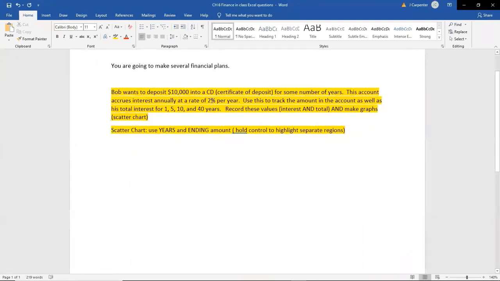Bob wants to deposit $10,000 into a CD for some number of years. This account accrues interest annually, so nothing new yet, at a rate of 2% per year. This was a pretty average online savings account until March of 2020 happened, and then a lot of things changed drastically. And it's just been all over the board previously.